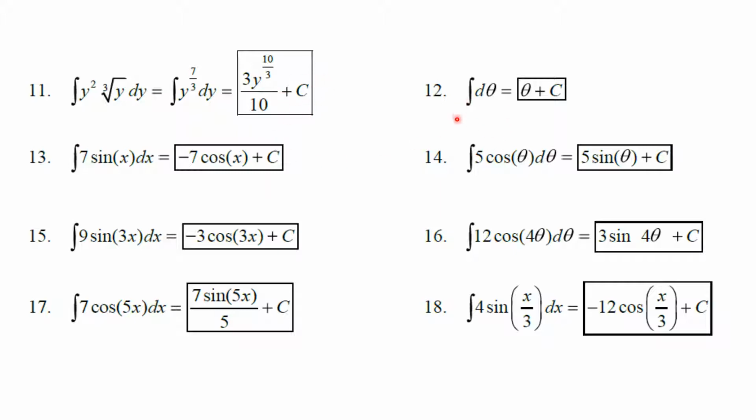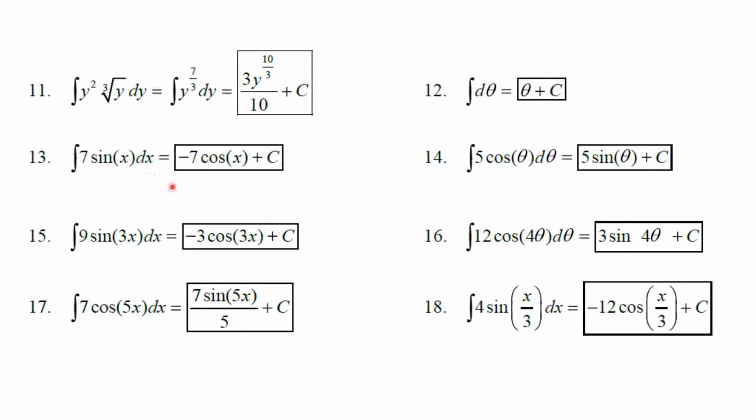For number 12, integrate d theta. This is as if it is integration of 1 d theta. So therefore, when you integrate 1, you will actually get theta because the unknown here is with respect to theta. So it's the same if you integrate dx, you will get x. So when you integrate d theta, it is as if you integrate 1 d theta, which will result in theta plus c, of course, because this is an indefinite integral.